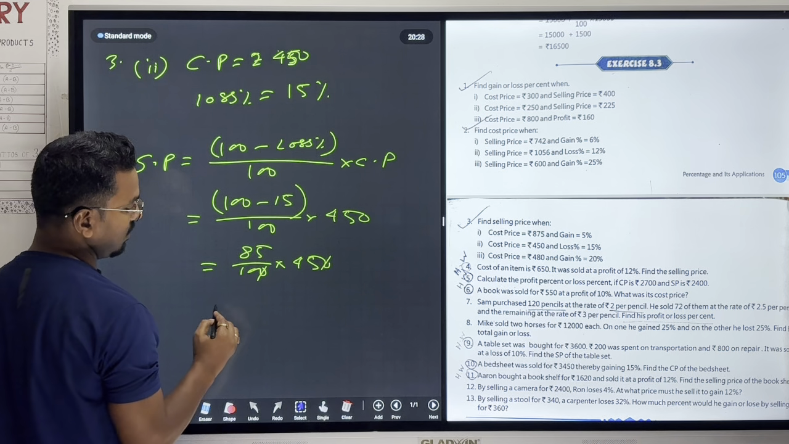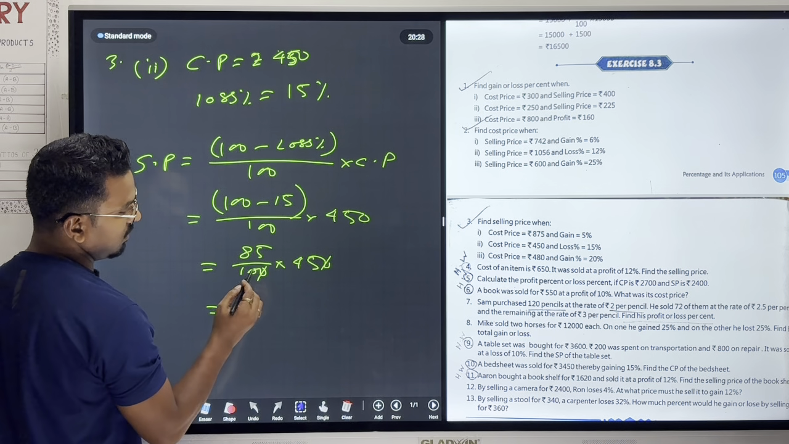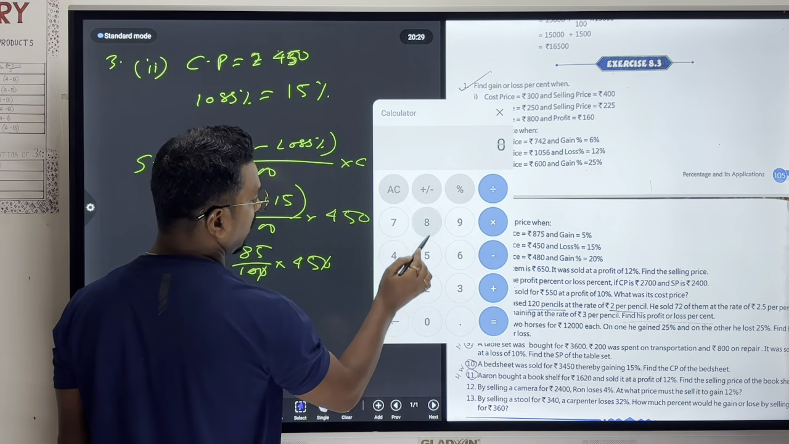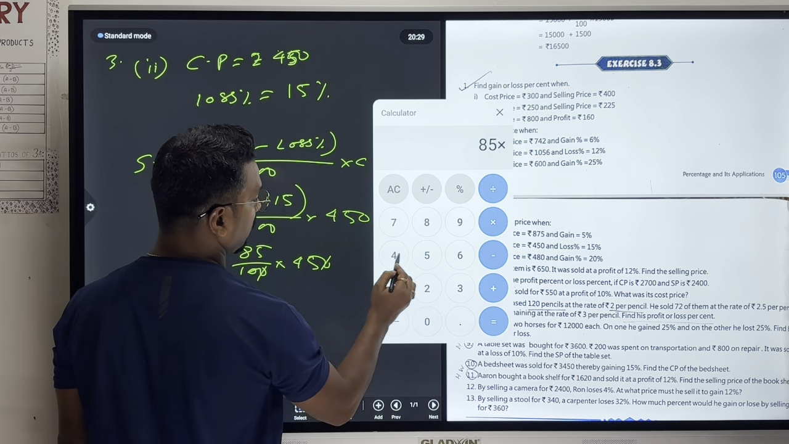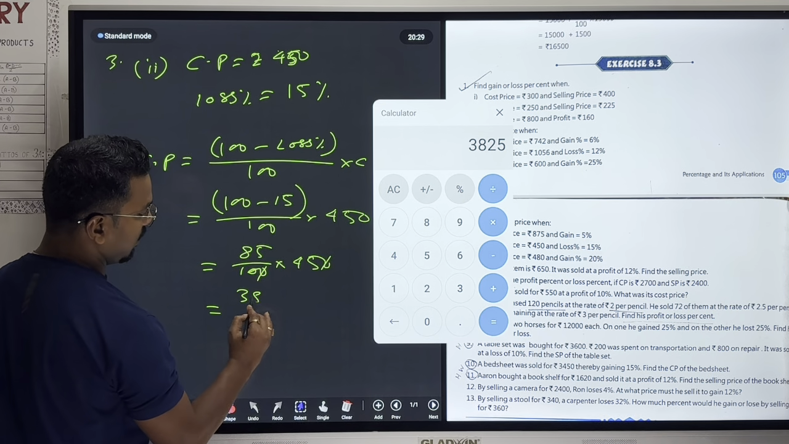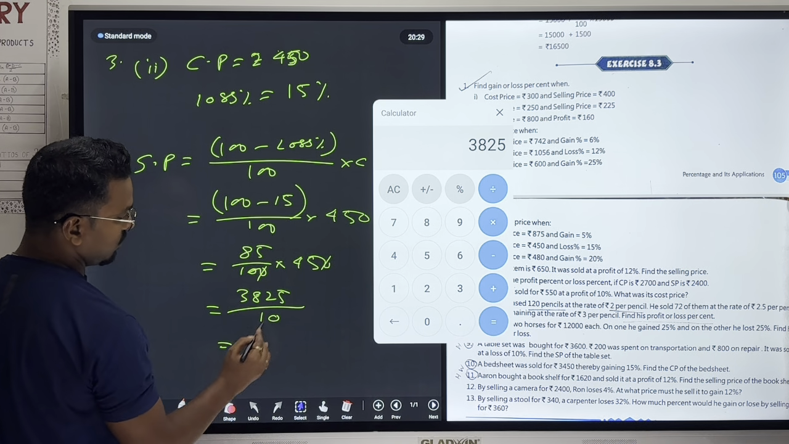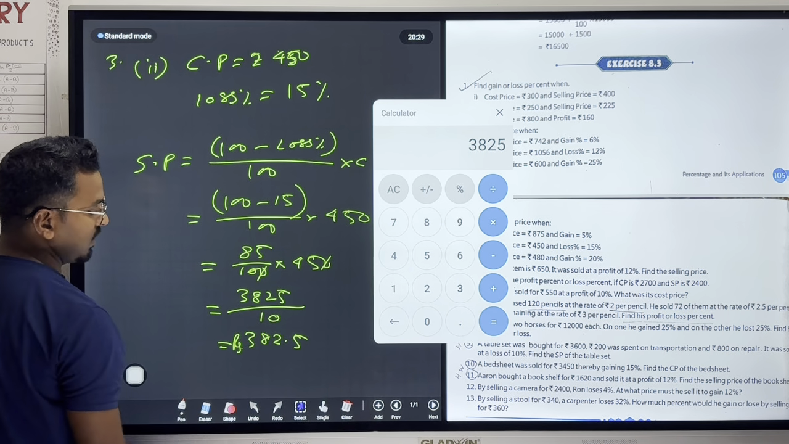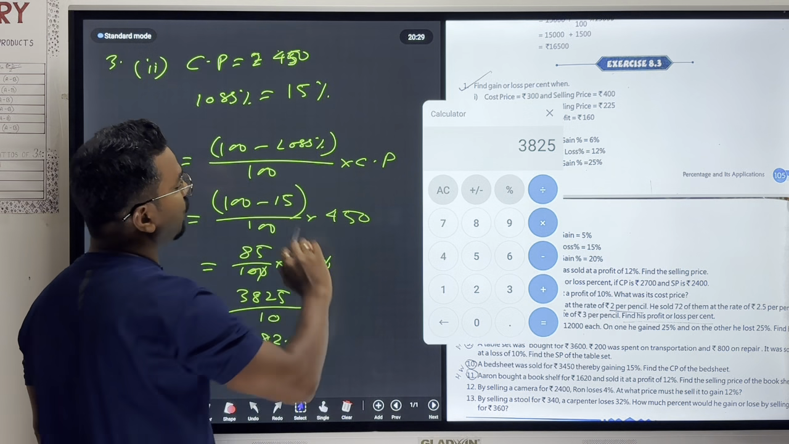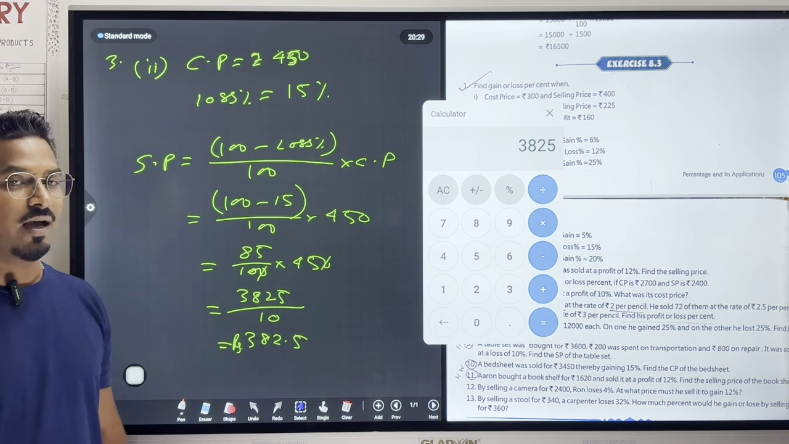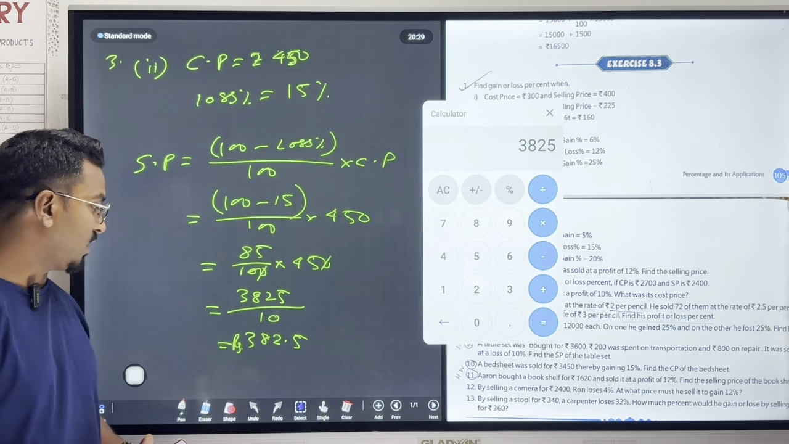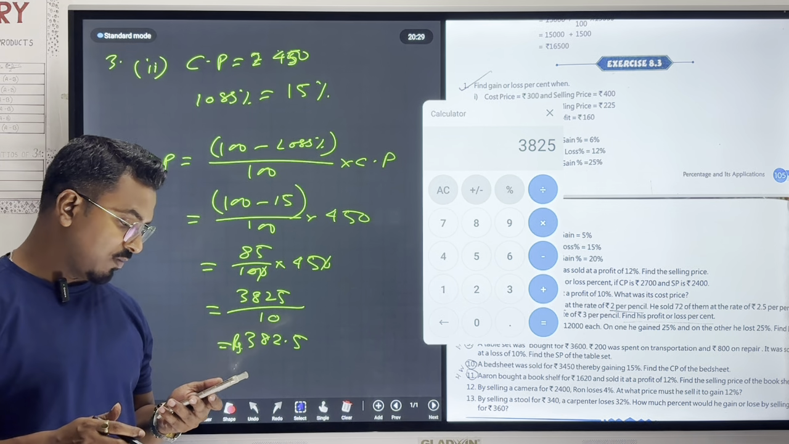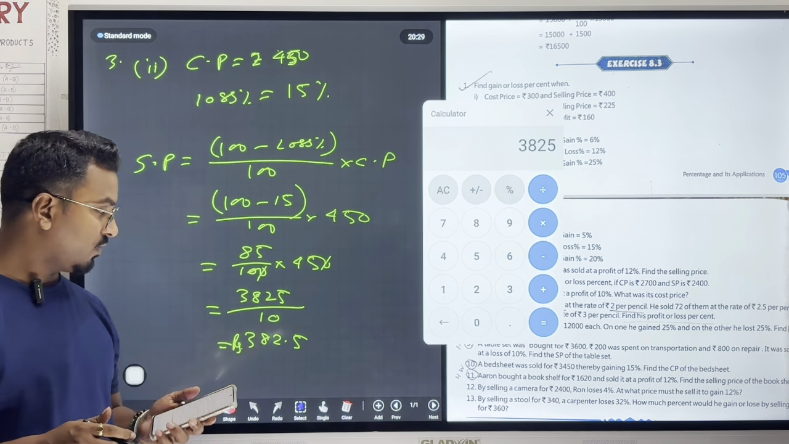So this will get cancelled. Let me multiply it directly. So if you multiply, what you will get? 85 into 45. It will be 3825 divided by 10. So if you divide it, you will get 382.5 rupees. So what is the selling price? What was the cost price? 450 rupees. And he is selling at a loss of 15%. Then he has to sell at 382.5 rupees. Okay, correct.